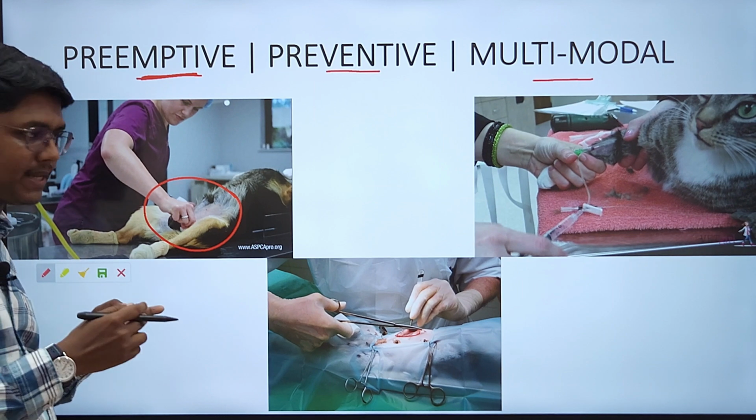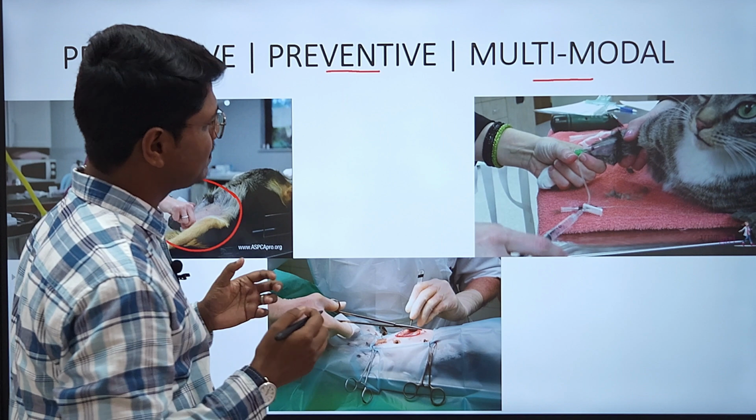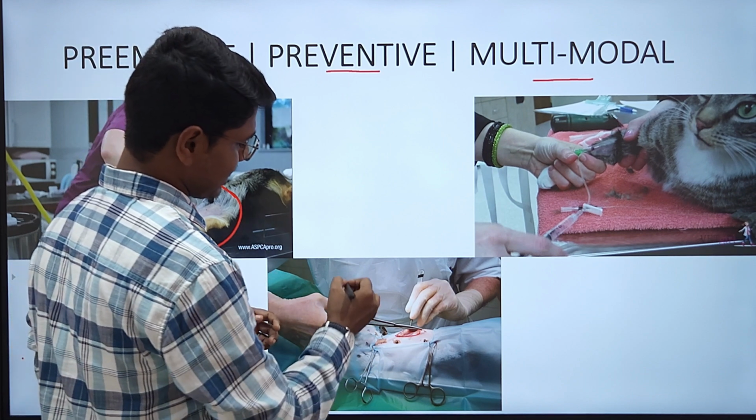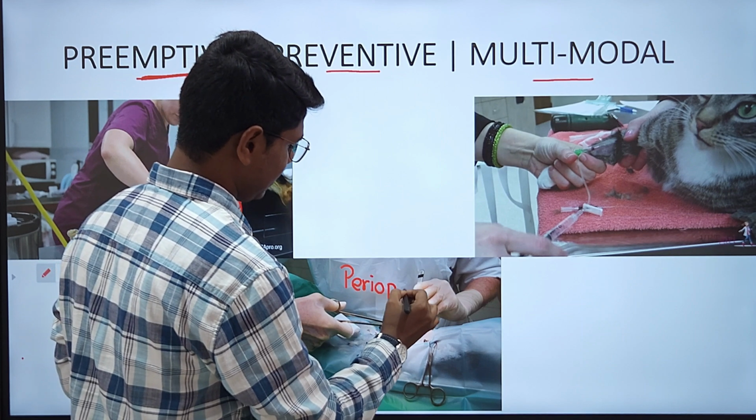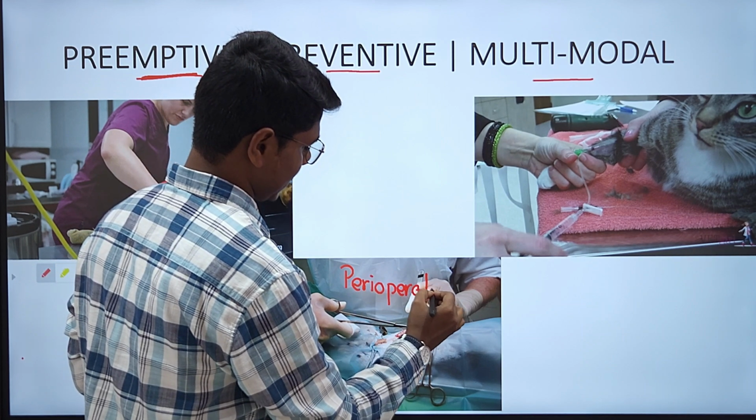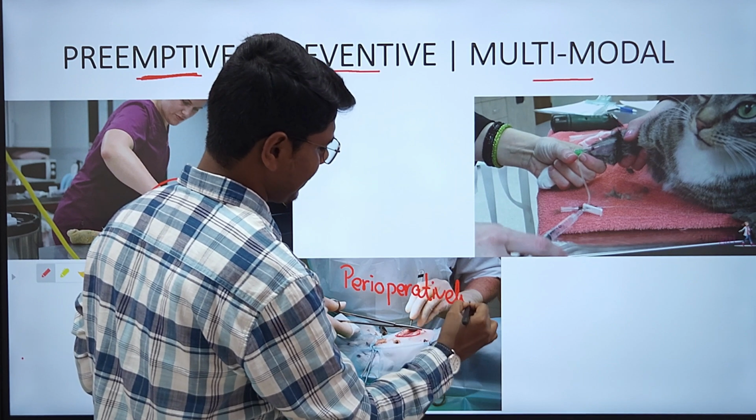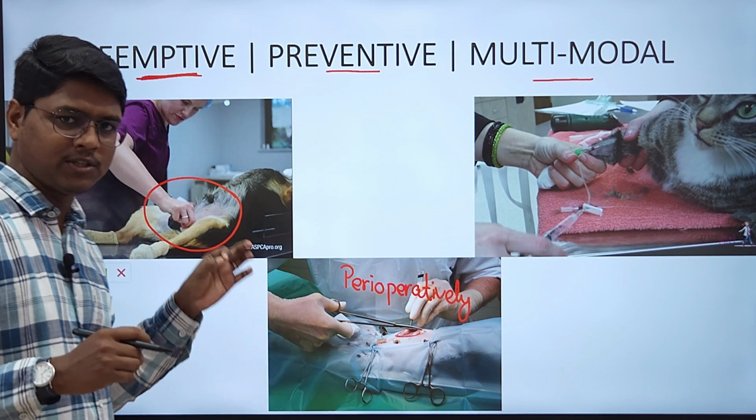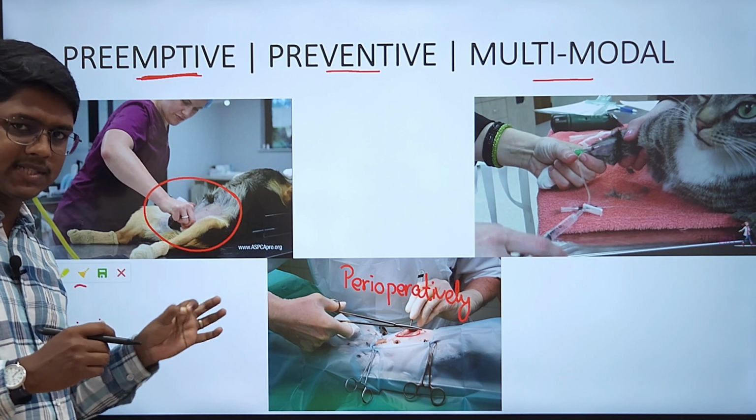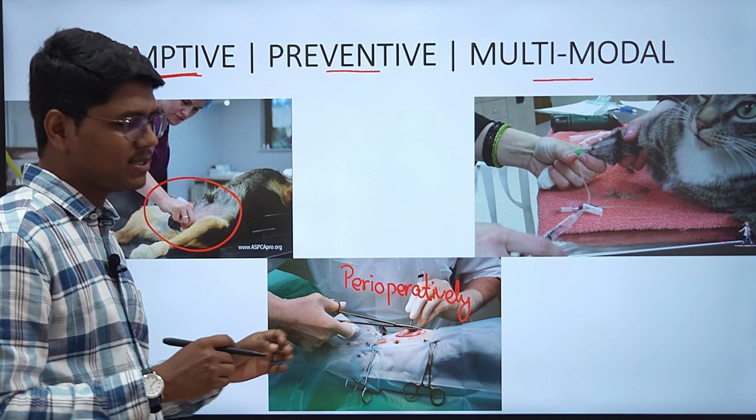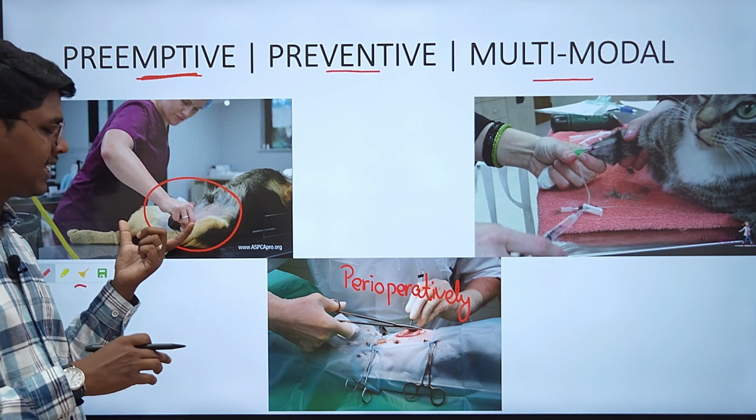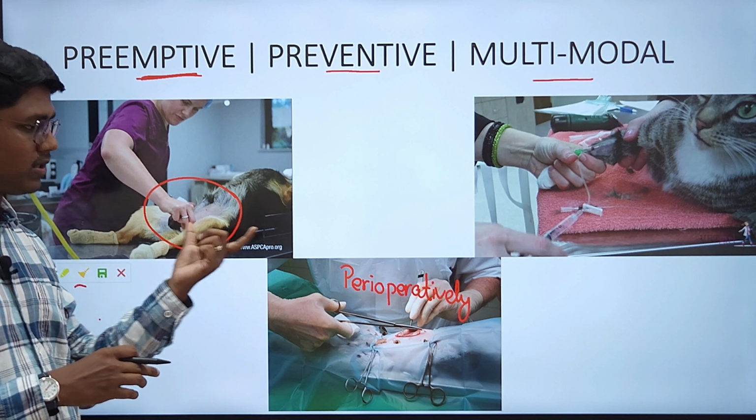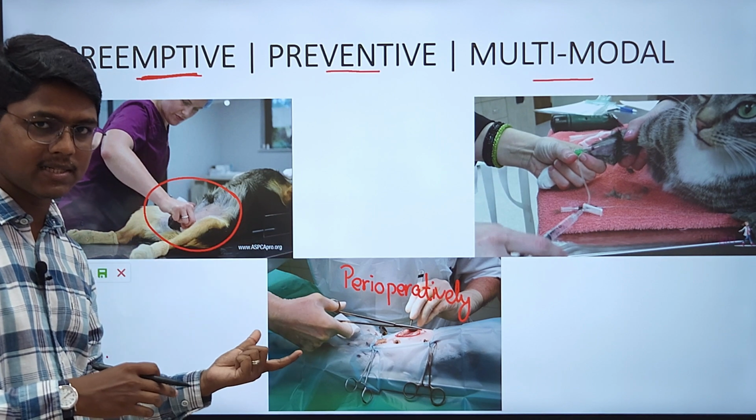That is preemptive. What is preventive? Preventive simply means you have to give analgesics perioperatively, in and around surgery. Here the timing is not important, like in preemptive, where the timing is important and it should be given before the surgical insult. But preventive simply means you have to give perioperatively, in and around surgery. The strictness of this timing is not prevalent in preventive analgesia.